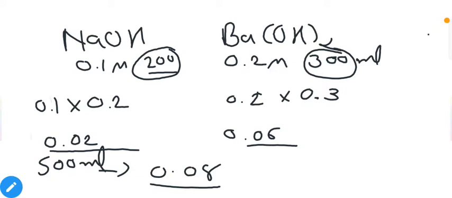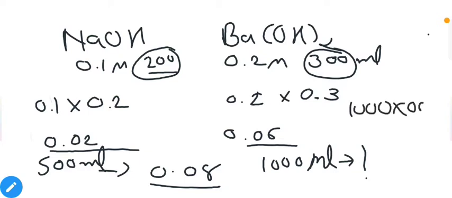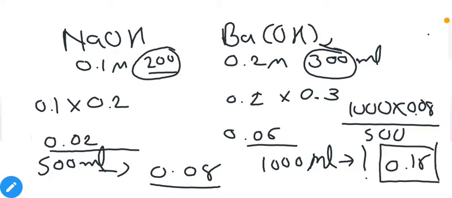So 500 ml solution contains 0.08 moles, then 1000 ml, that means 1 liter, is equal to how many? So cross multiplication: 1000 multiplied by 0.08 divided by 500. So it will be 0.16. So this will be the molarity of the solution. And now let us find the normality.